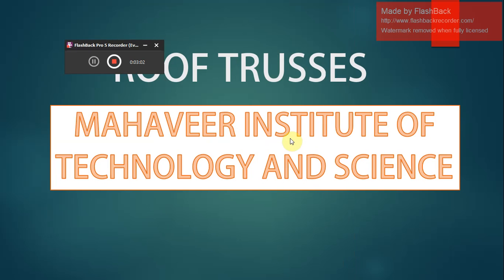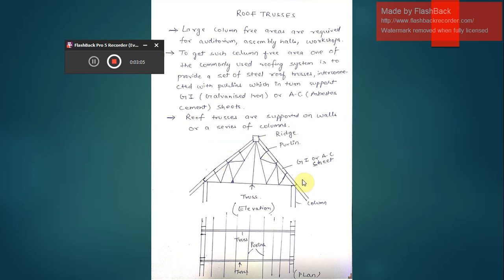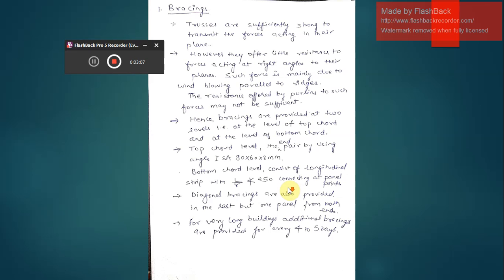This one is the top chord level, and this is the bottom chord level. Mostly angle sections are used at the top chord level to form the bracings for the structures, and at the bottom chord level the longitudinal struts having a slenderness ratio not less than 250 are used as the bracings. The diagonal bracings are also provided in the last but one panel from both the ends to provide extra resistance to the wind force.